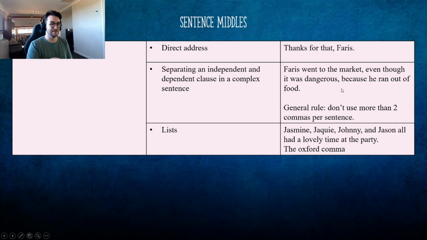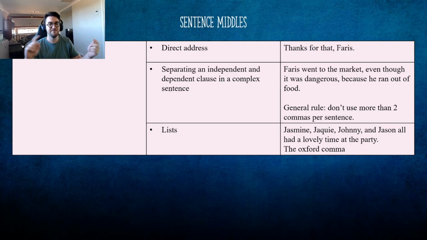The general rule here is if you're ever in doubt, only ever use 2 commas per sentence. So you only ever want a sentence structure that looks like this, where you've got 2 commas with a dependent clause in between those 2 commas. And then if you were to take those commas out and the bit in the middle of the commas out, you would still be left with a complete sentence. So if you can read it, Faris went to the market because he ran out of food, and it still makes sense, then that's a good sentence.